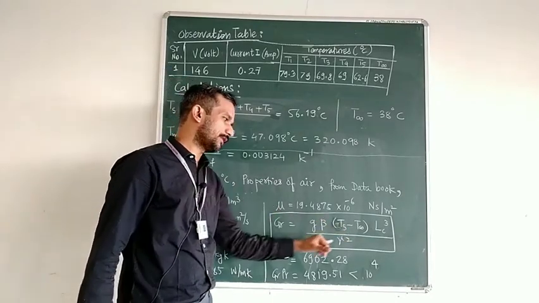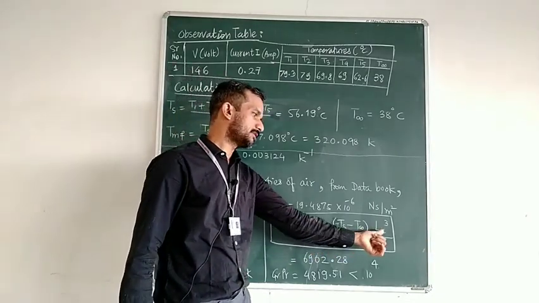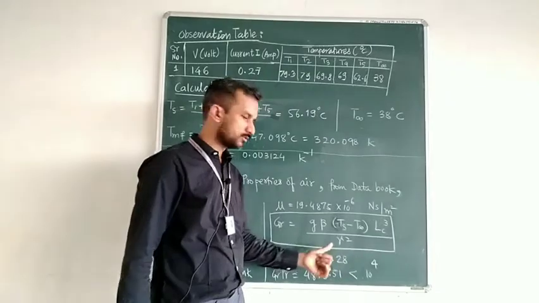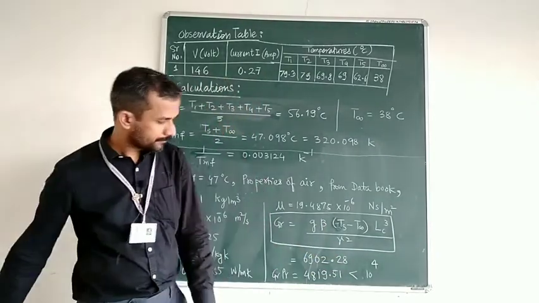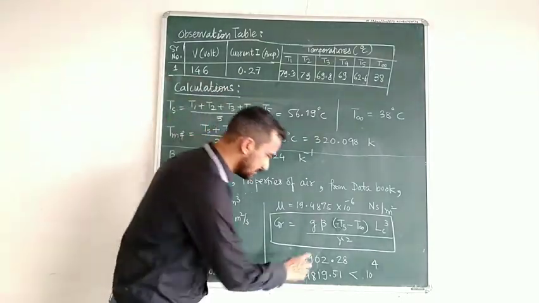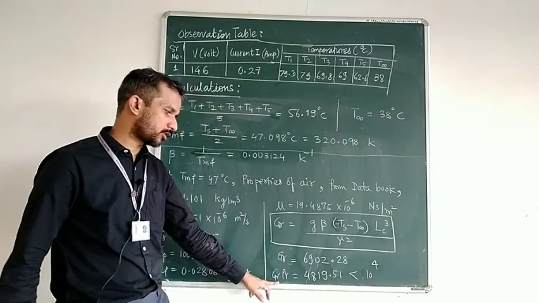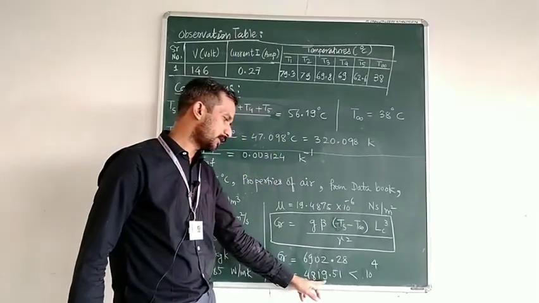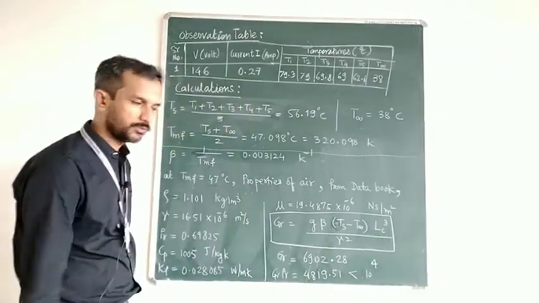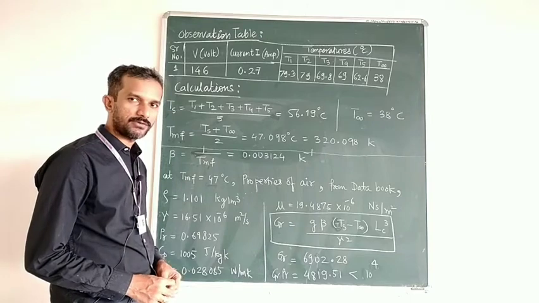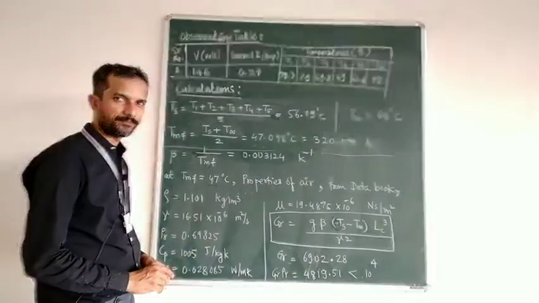Putting all these values in this formula, we know the Grashof number is g beta delta T Lc cube upon nu square. If I put all the values, I get the Grashof number as 6902.28. If I take the product of the Grashof number and Prandtl number, that is 4819, which is less than 10 to the 4. So we can decide which correlation is to be used. Now we will go for the remaining part of the calculations. Once you note this down, we will go for the next part.